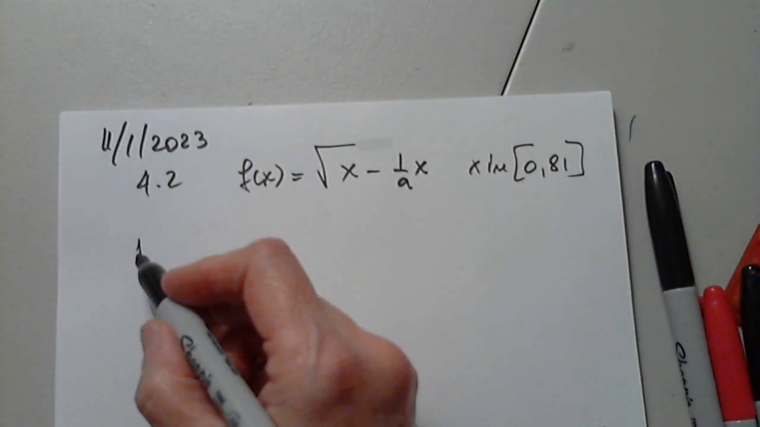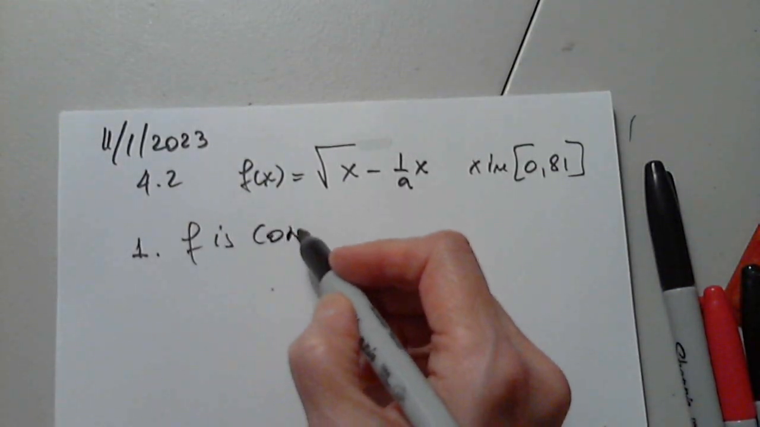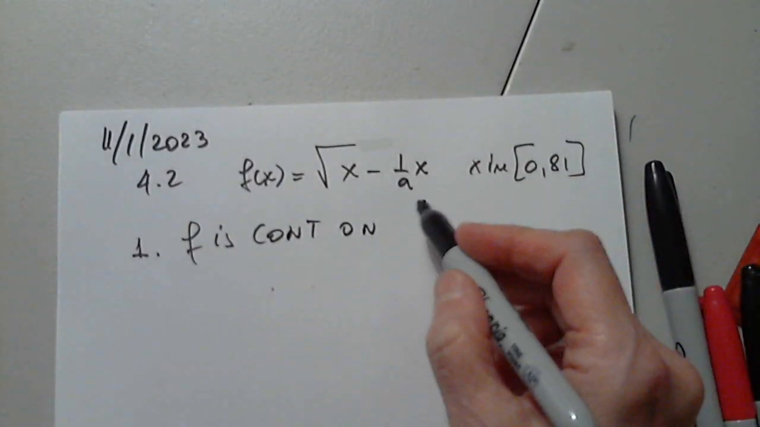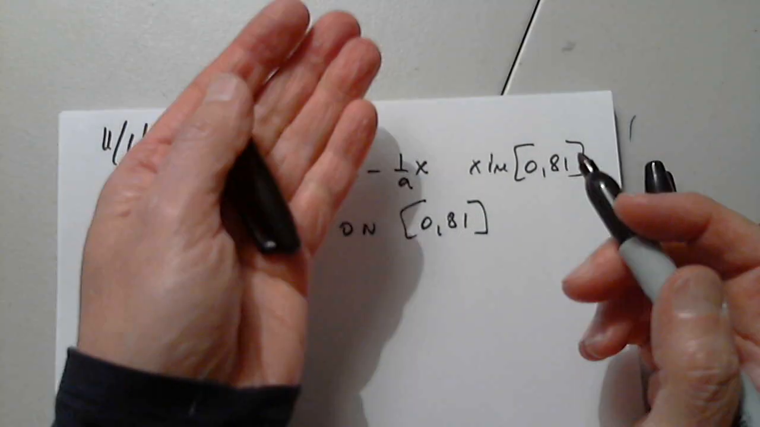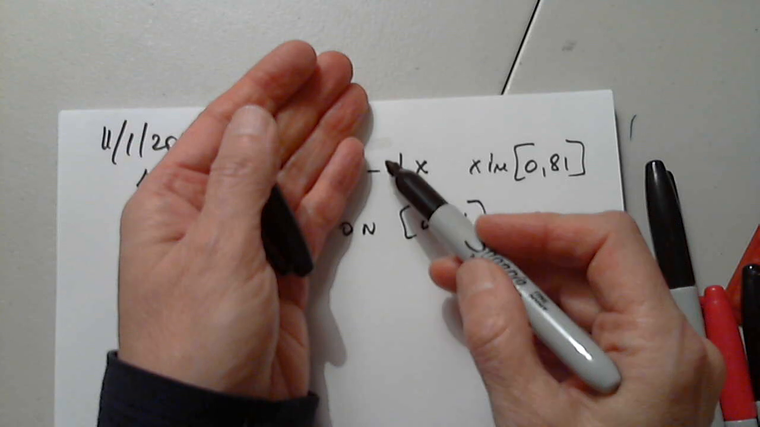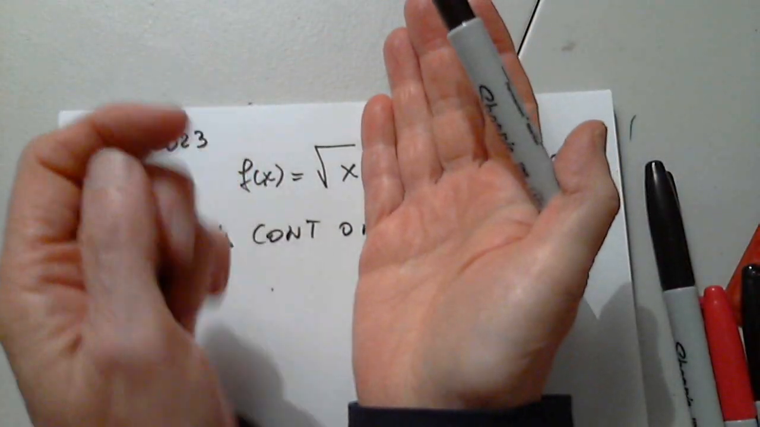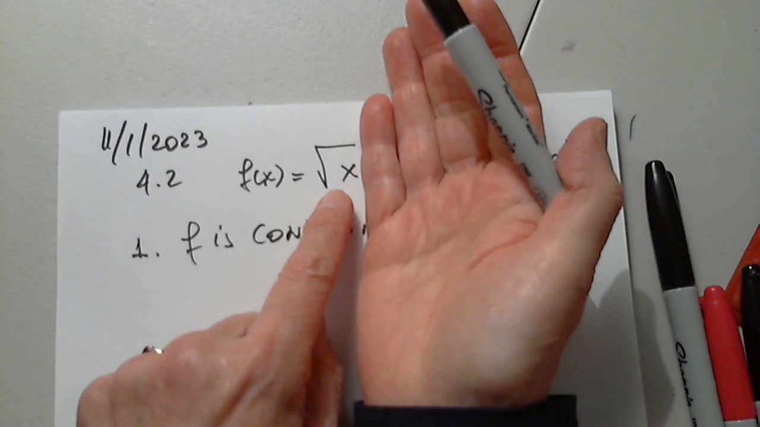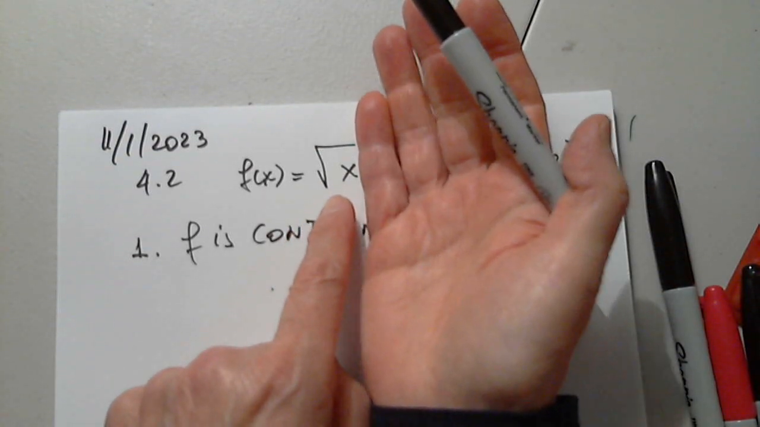Awesome. In number 1, we have to say that f is continuous on the interval 0, 81. How do I know? This is linear, which is continuous everywhere. This is the radical, the square root of x, and this is always continuous on its domain from 0 to infinity.